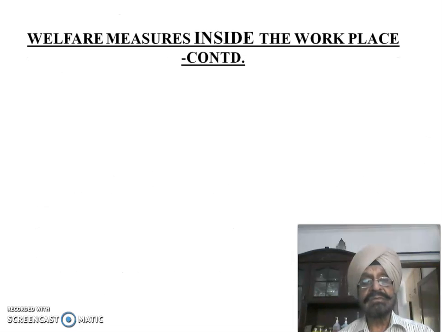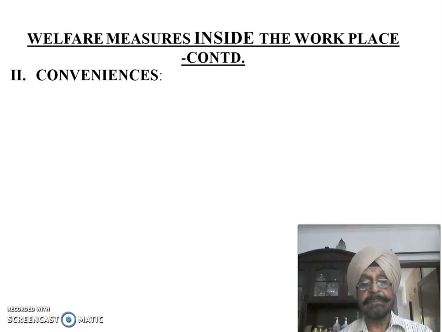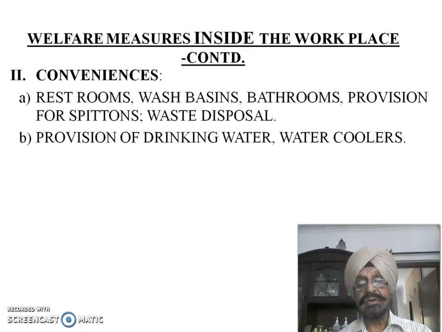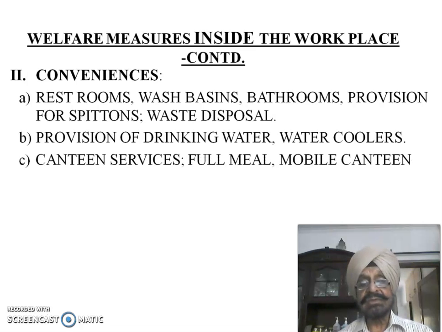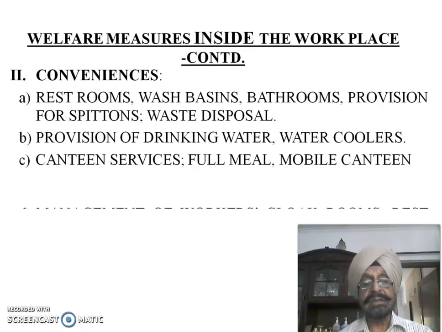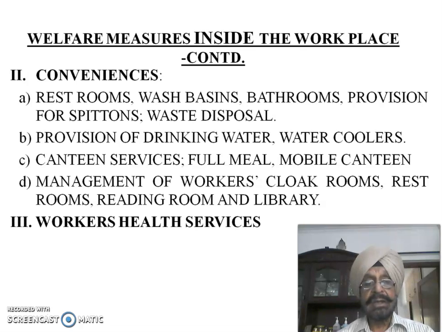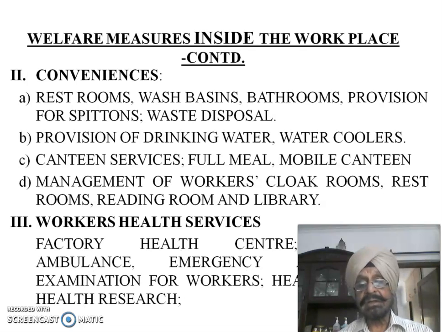The next welfare measure is conveniences. Conveniences are restrooms, wash basins, bathrooms, provision for spittoons, waste disposal, provision for drinking water, water coolers, canteen services, full meals, mobile canteen, etc. Then management of workers' cloakrooms, restrooms, reading room and library. Workers' health services: factory health center, dispensary, ambulance, emergency services, examination, etc.